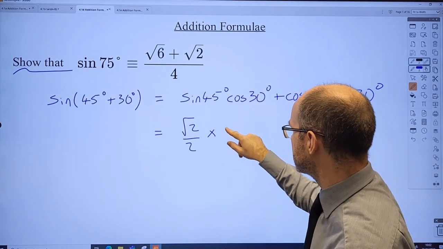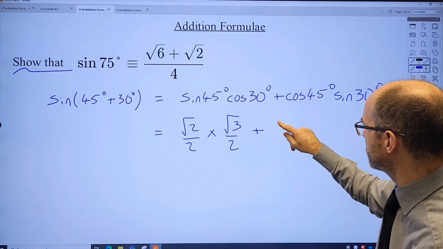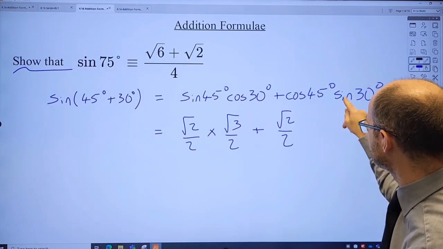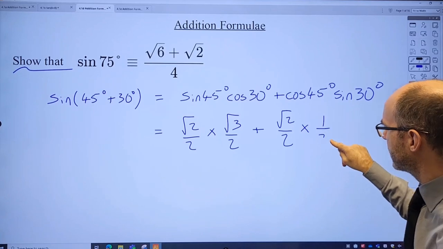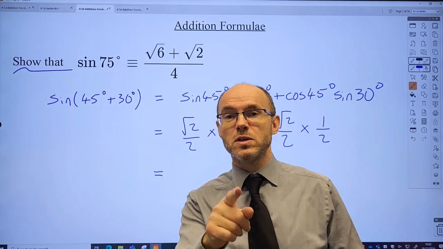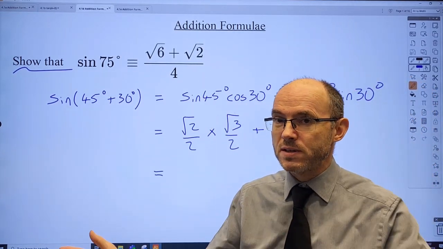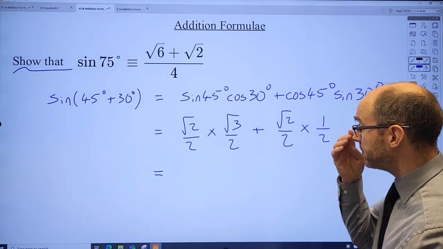So cosine 30 degrees, that'll be root 3 over 2, and then plus cosine 45 degrees, it's root 2 over 2, and then sine 30 degrees. If you're thinking, wow, he's doing that so quickly, well, so can you, if you memorise these. That's how I did it. Just over the years, I just committed them to memory.